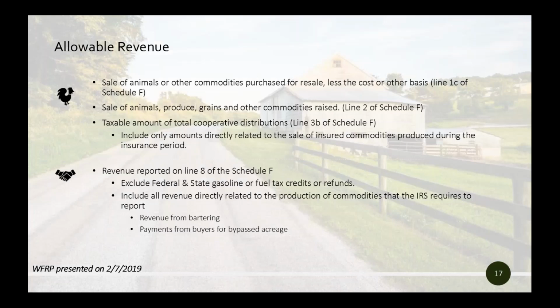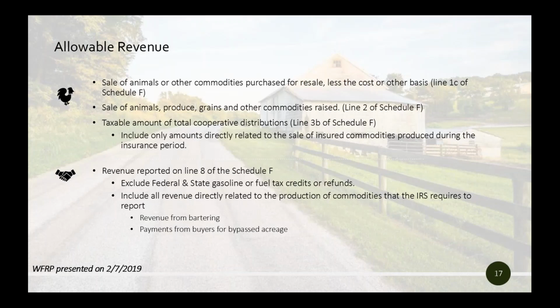So allowable revenue for whole farm purposes is limited to revenues from commodities produced or purchased for resale in which you have an insurable interest. The allowable revenue is limited to the revenue from the sale of animals and other commodities purchased for resale, less the cost or other basis of such animals or commodities, and that's found on line 1C of Schedule F. Want to make sure that we include revenue from CCC loans forfeited.